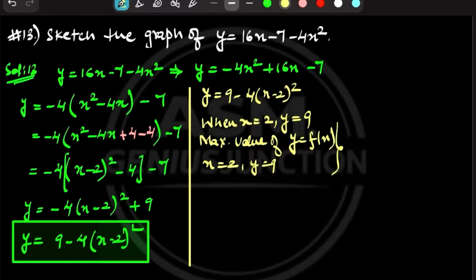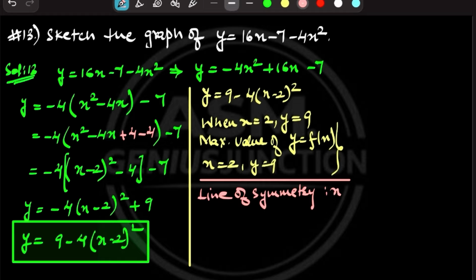Now we are going to calculate the line of symmetry. So the line of symmetry is going to pass through x is equal to 2. So x is equal to 2 actually gives you the equation of the line of symmetry, right? Also, when we put x is equal to 0, we get y is equal to minus 7, right?